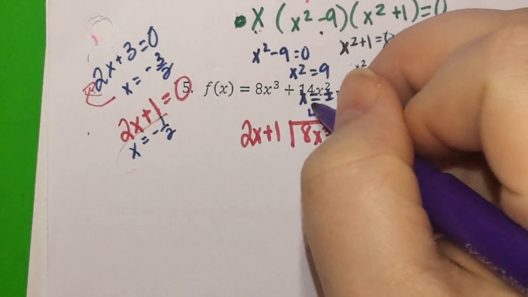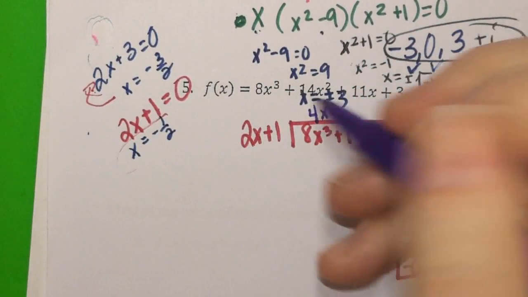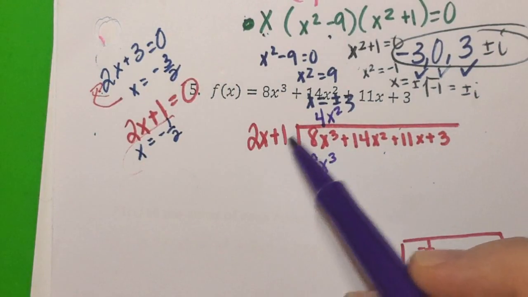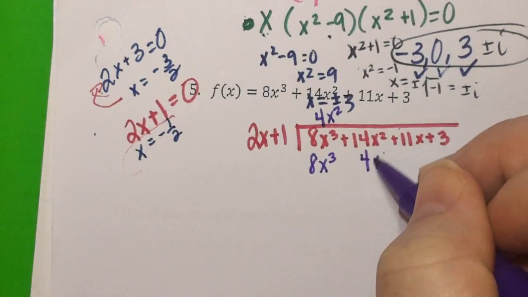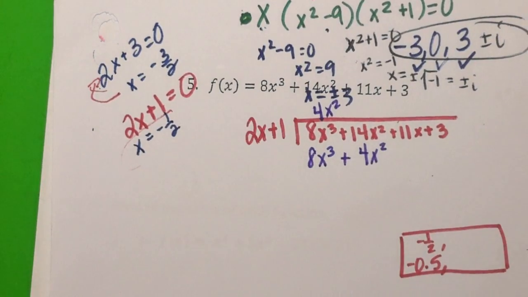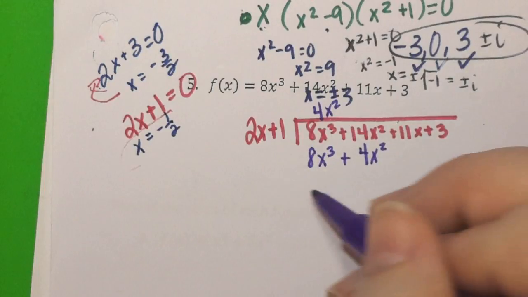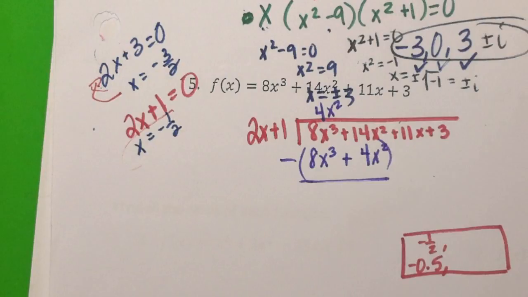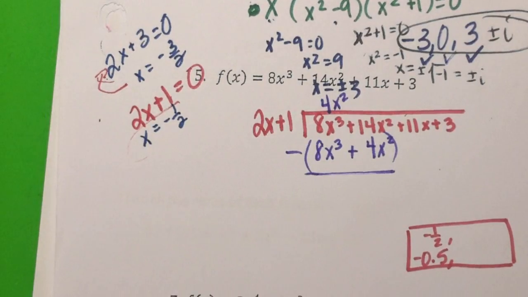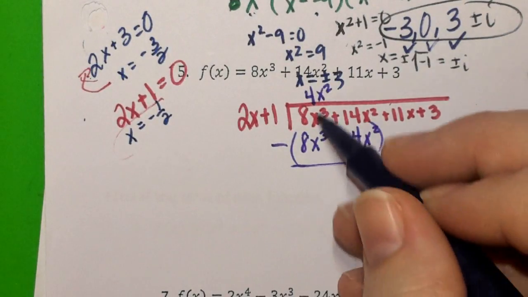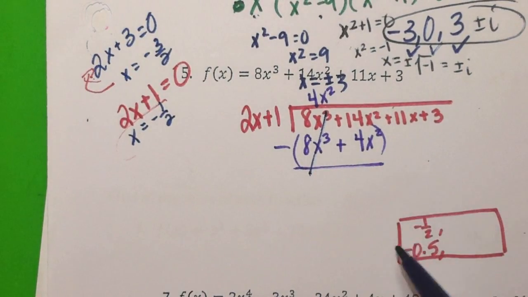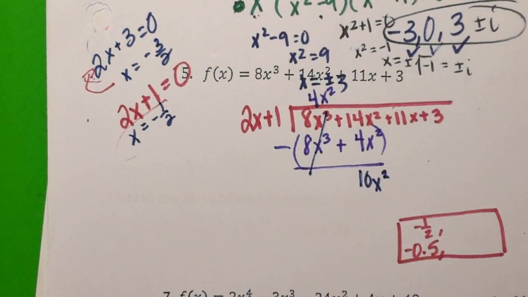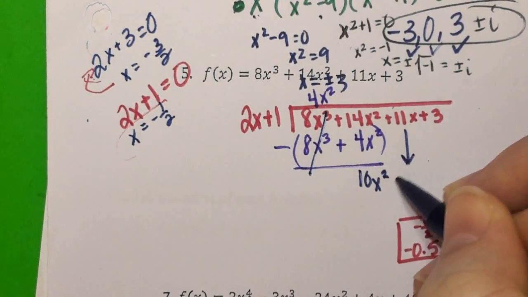2x to 8x to the third, I got to do 4x squared. 2 times 4 is 8. X times x squared is x to the third. 1 times 4x squared is 4x squared. Now, right now, 8 and 8 do not cancel out. We have to change everybody's sign. Eight minus 8, I get 0x to the third. 14 minus 4, I get 10x squared. I bring down my 11x.